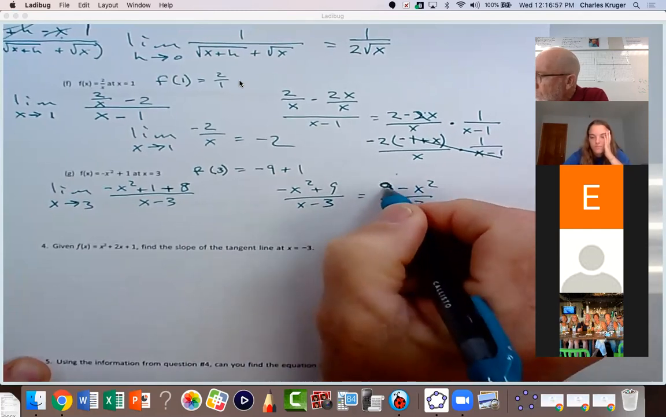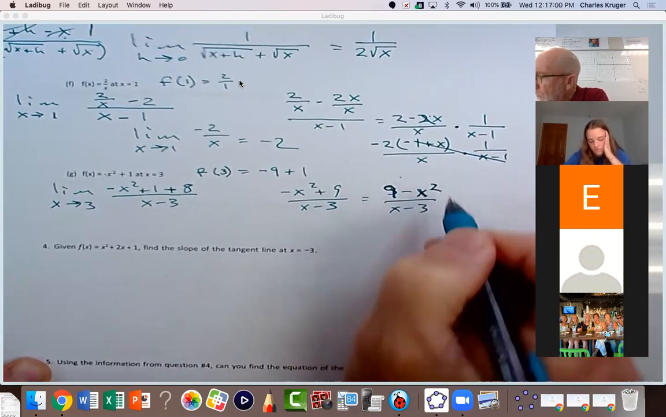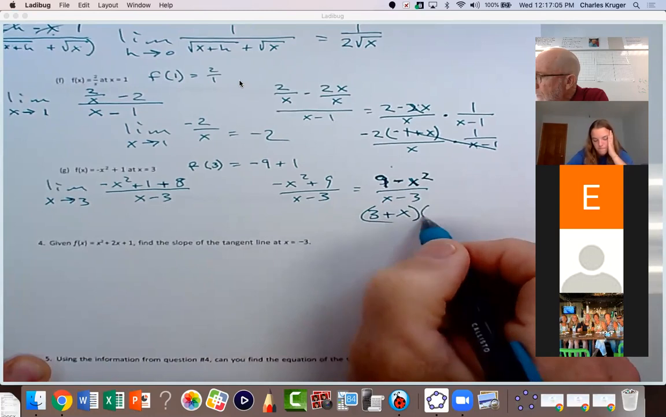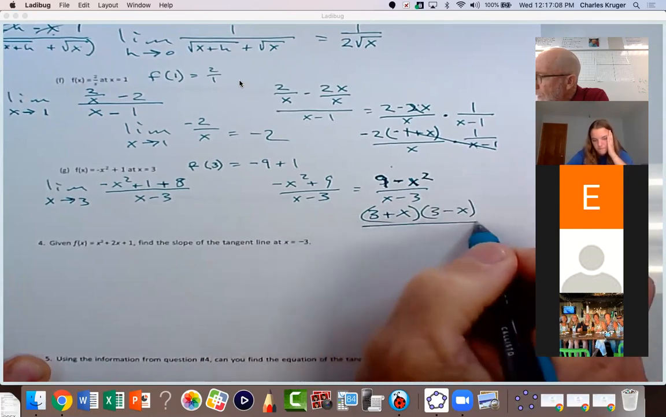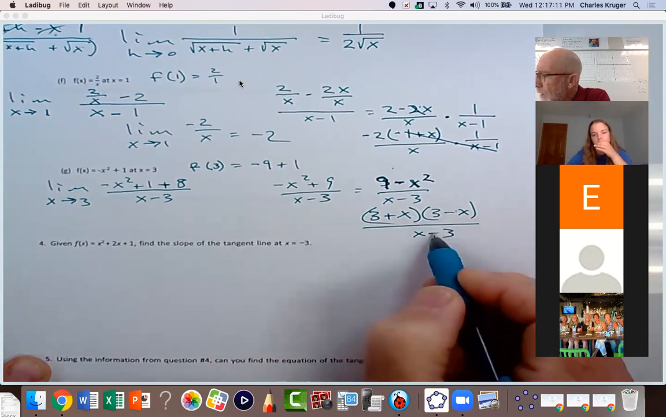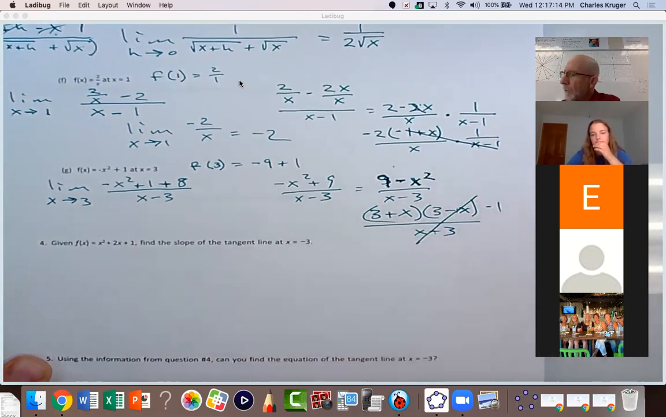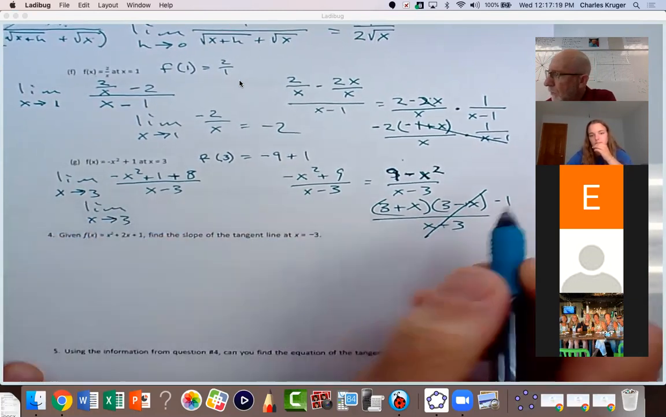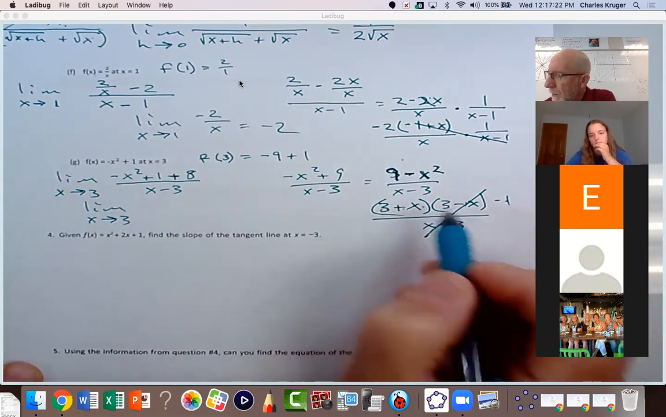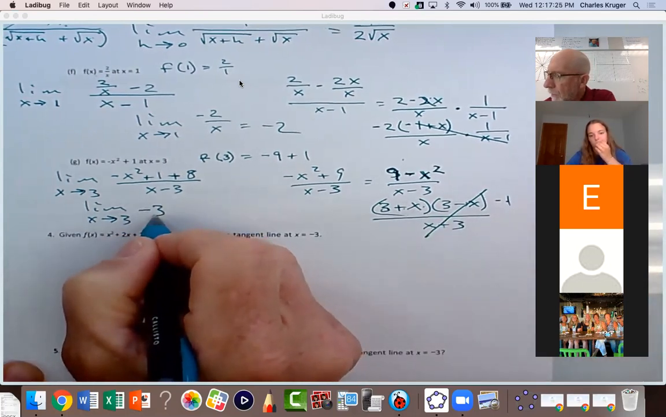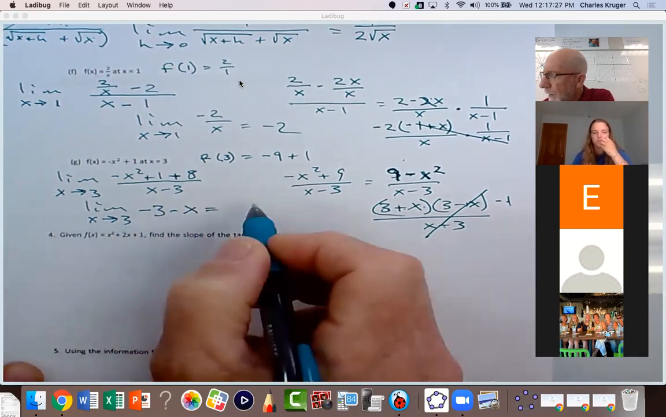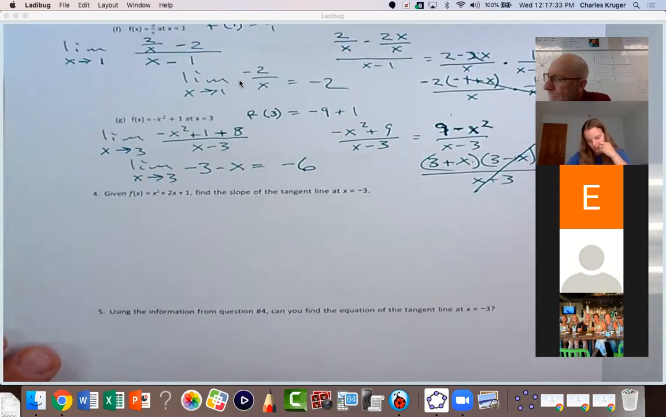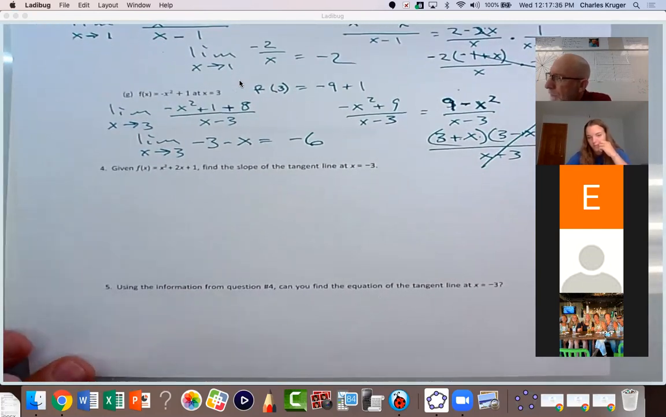This obviously is a square. So I have a difference between two squares, so I have conjugates. I have 3 plus x times 3 minus x over x minus 3. These are opposites, so when I simplify that, I get negative 1. So now I have the limit as x approaches 3, and what I'm going to do is take that negative 1 and distribute it through here. So I have a negative 3 minus x. When I plug in 3, I get a negative 6 as my slope to my tangent line, or my derivative.